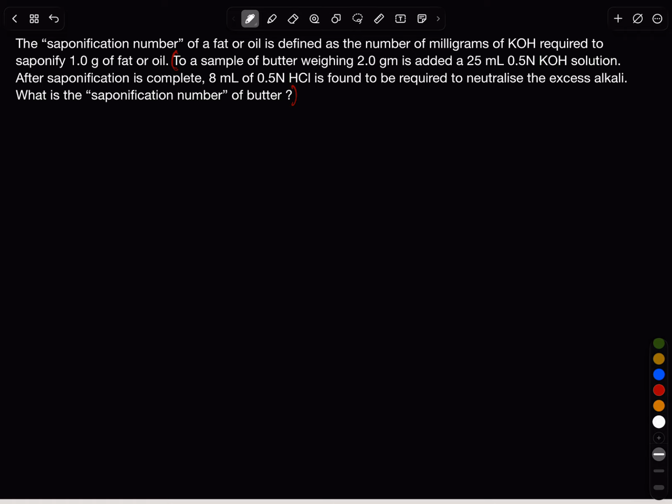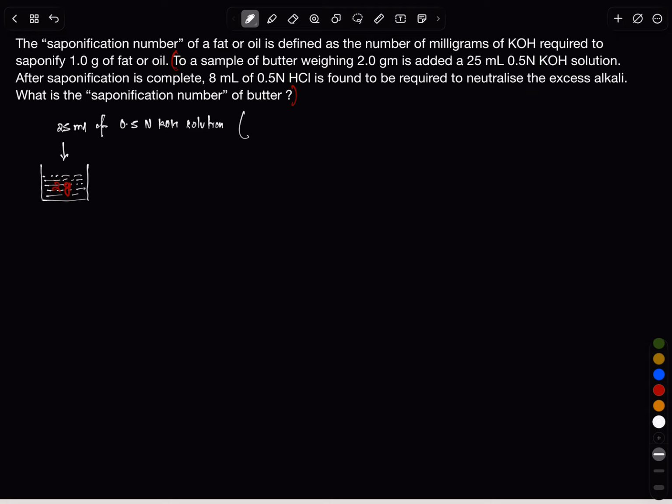So what it says, we have 2 grams of butter. And of course, when we perform a saponification reaction in the laboratory, we will put some solvent like ethanol or ether, right? So here you have 2 grams of butter. And you are adding 25 ml of 0.5 N KOH solution.